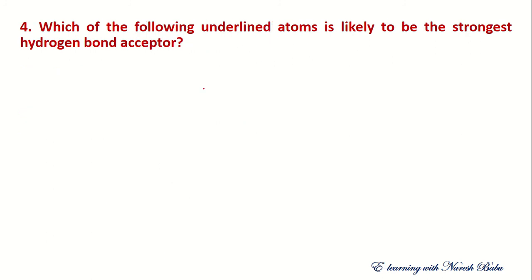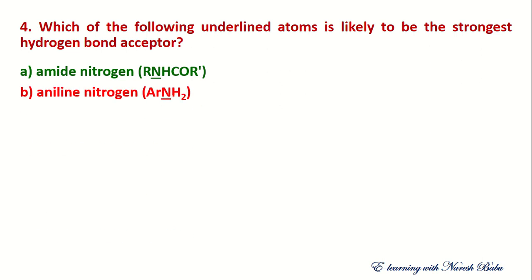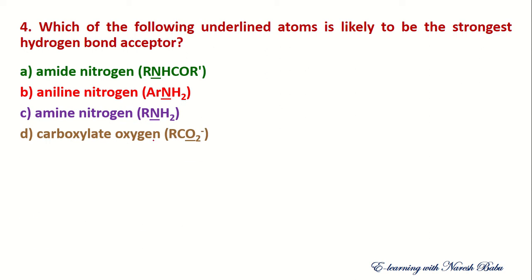So coming to the fourth question, which of the following underlined atoms is likely to be the strongest hydrogen bond acceptor? So, hydrogen bond acceptor. See the options: amide nitrogen, aniline nitrogen, that means the amine group attached to the aromatic ring, amine nitrogen, that is an alkyl group attached to the amine group, and carboxylate oxygen. If you see the options, the first three have nitrogen, and only one has the oxygen atom with a negative charge present.